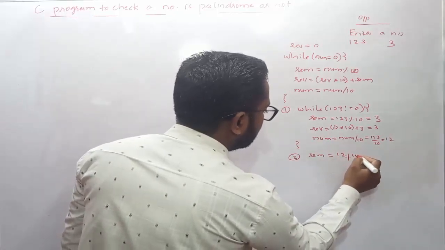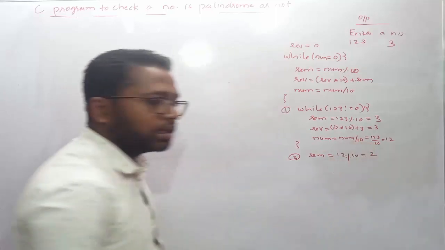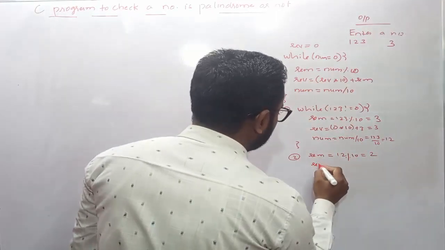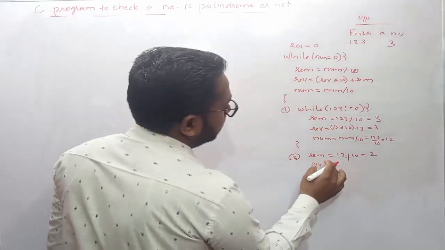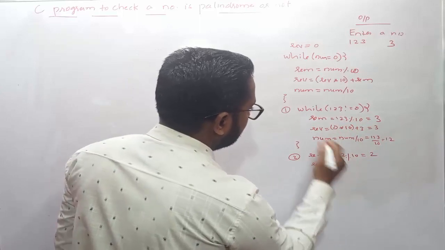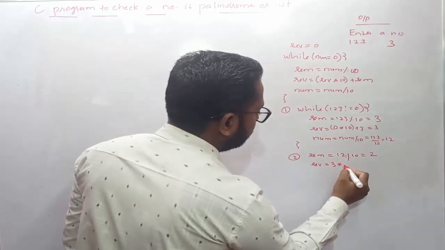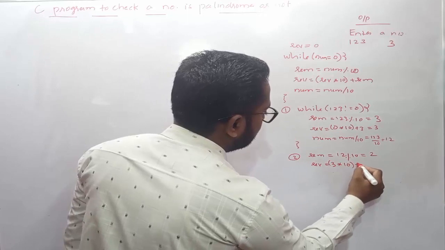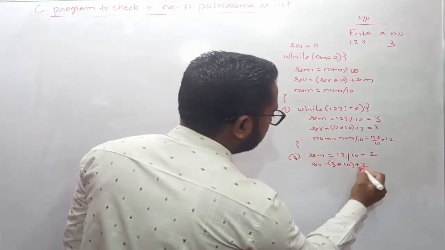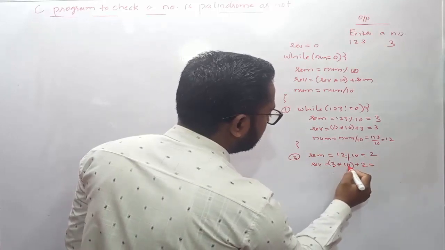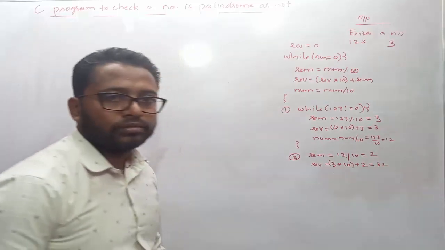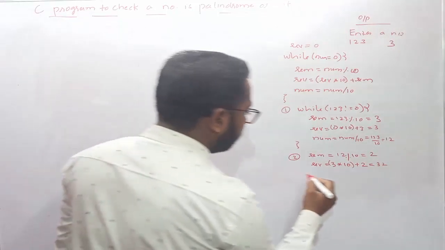12 mod 10, we will get 2 as the remainder. Then we will perform the second step. Reverse is equals to, reverse is how much? Reverse is 3 in the last iteration. 3 into 10 plus remainder from this iteration 2. We will get 3 into 10, 30. 30 plus 2, 32. Reverse value we have got 32.